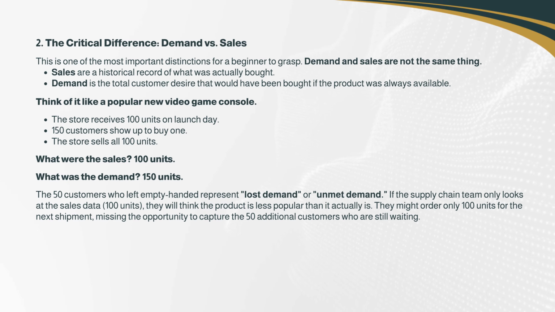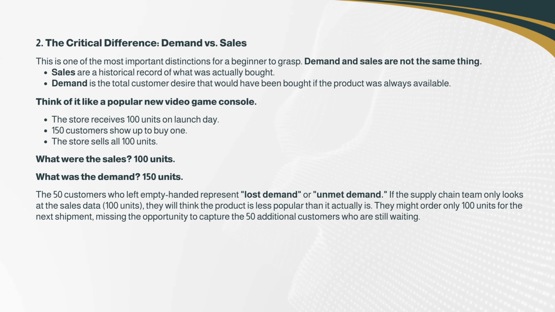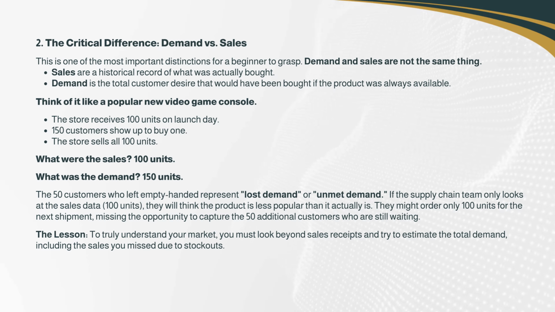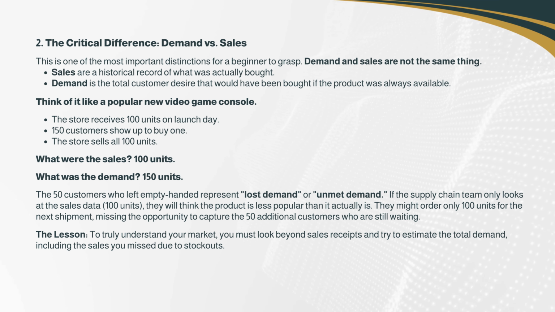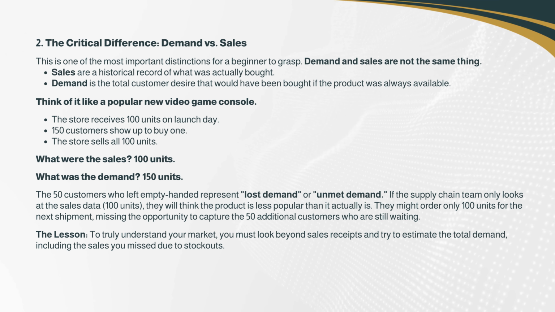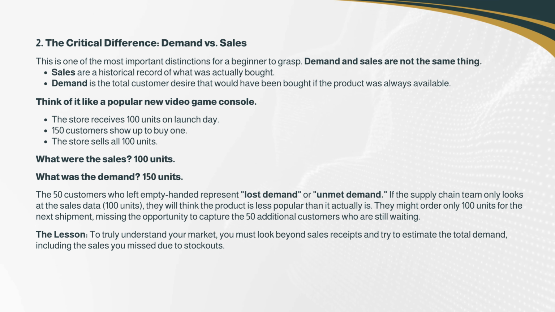If the supply chain team only looks at the sales data, 100 units, they will think the product is less popular than it actually is. They might order only 100 units for the next shipment, missing the opportunity to capture the 50 additional customers who are still waiting. The lesson: to truly understand your market, you must look beyond sales receipts and try to estimate the total demand, including the sales you missed due to stockouts.